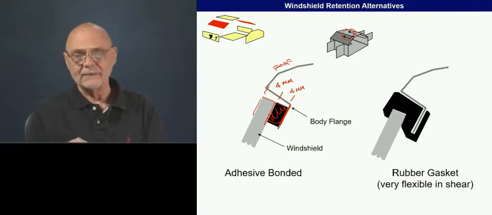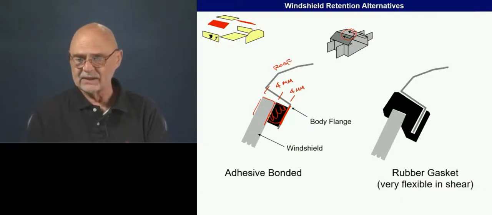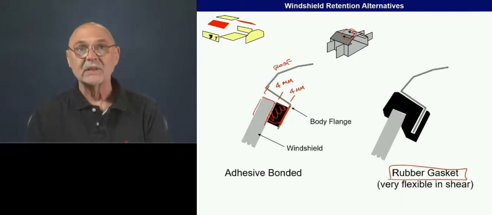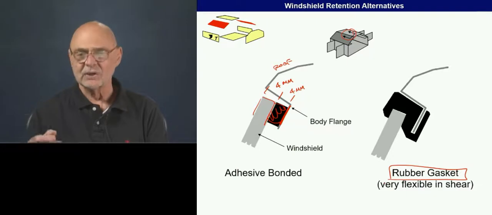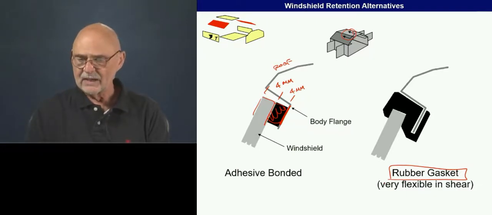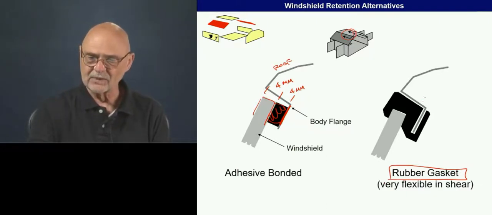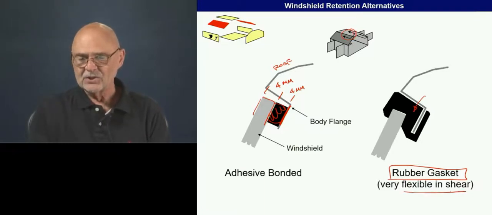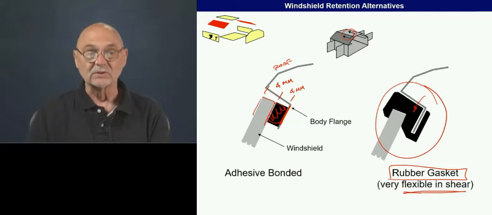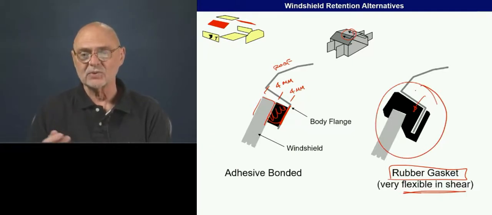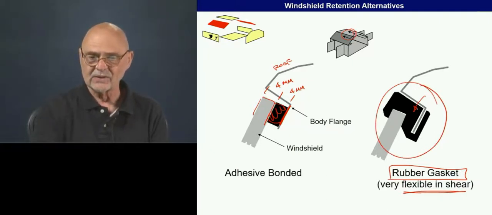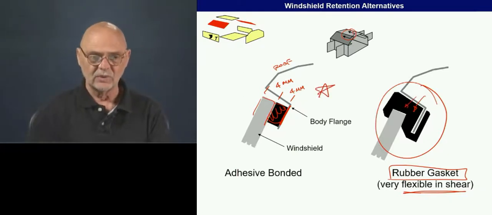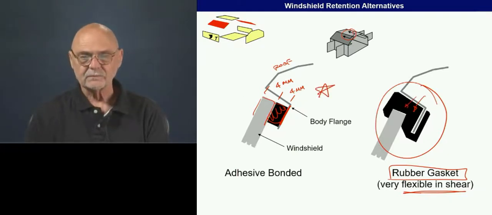There's another method that the windshield is retained, and that's via a rubber gasket. This is usually on smaller pickup trucks. You'll see something like this where that's the gasket. This is very flexible in shear, so that for these kinds of vehicles, the windshield really is not a structural member because of all the flex that you get in this member. So this is the configuration that we're going to be looking at.